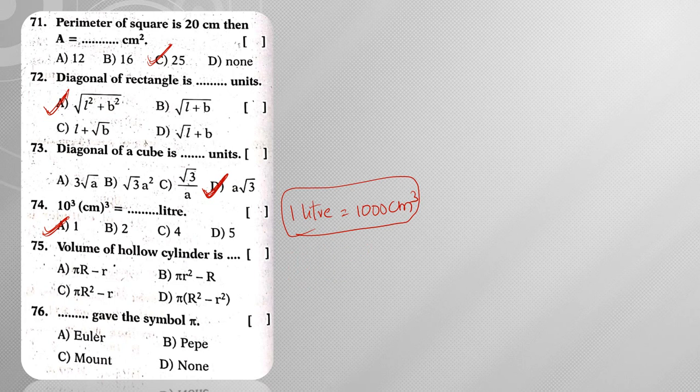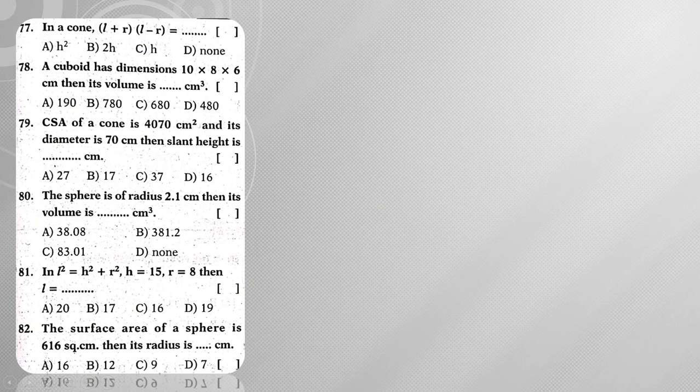Now since it is a hollow cylinder, we are going to have two types of radius. Only the part with the radius will change. So the change is pi into capital R square minus small r square into h. Hence the volume of hollow cylinder is nothing but pi into capital R square minus small r square into h. Hence the answer is option D. Next, blank gave the symbol pi. So who gave the symbol pi? The symbol of pi was given by Euler. Right. Next, moving on to question number 77.